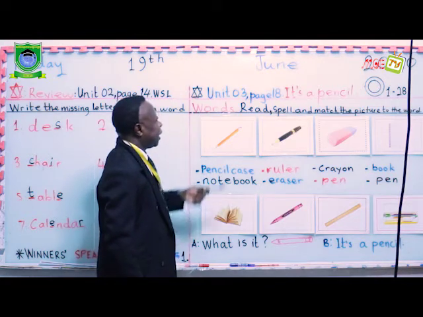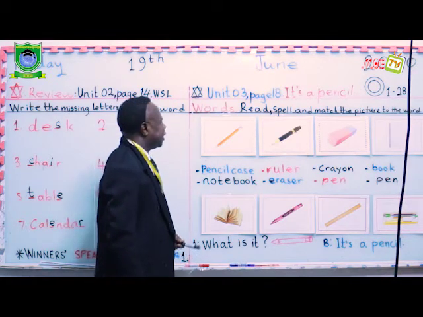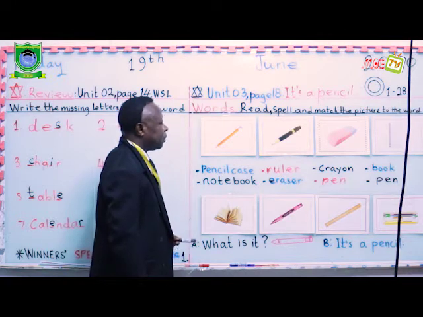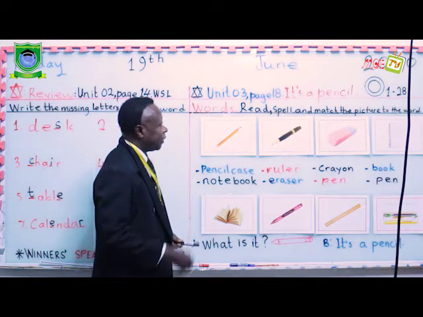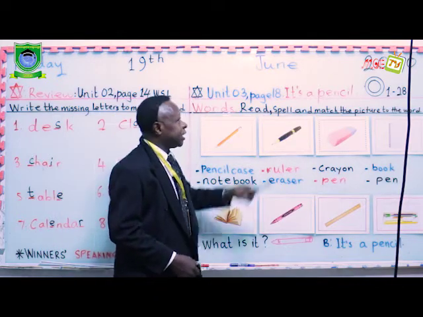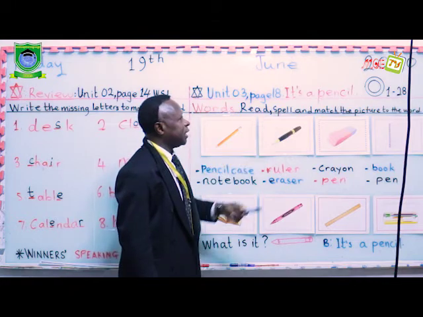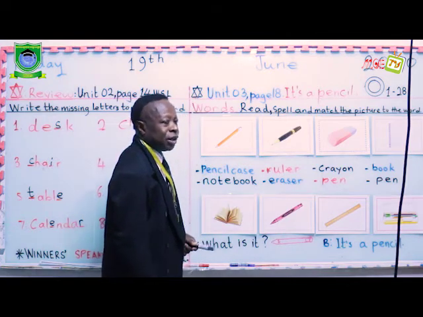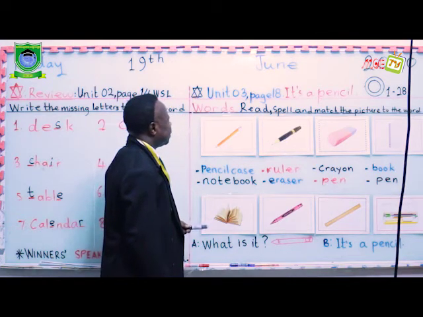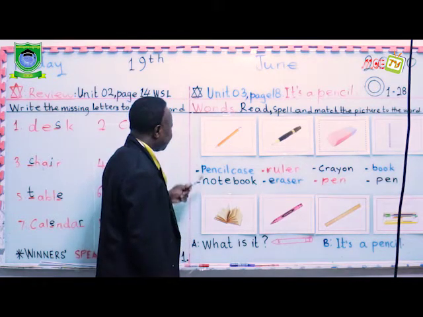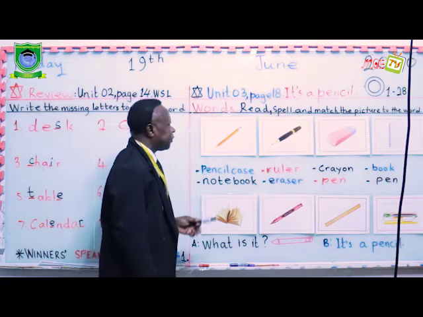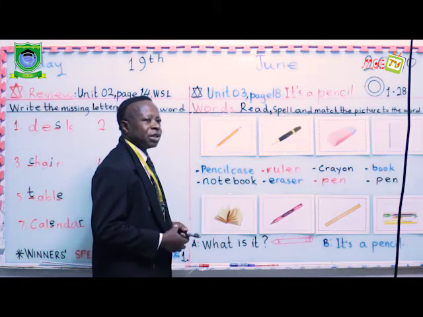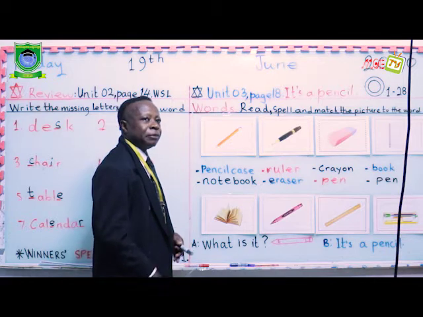Welcome. Today, this is the new lesson that we are going to learn. We learn from Unit 3, page 18, from Winners Speaking and Listening, Book 1. The topic is "It's a pencil," from track 1 to 28. So it's a pencil. These are the new words from Unit 3 at page 18. Let's practice pronouncing the words and spell them together.